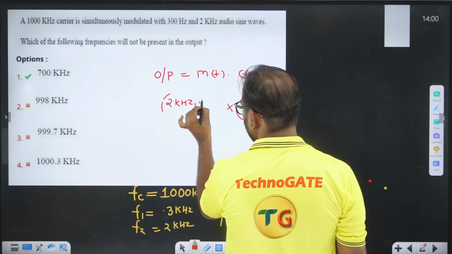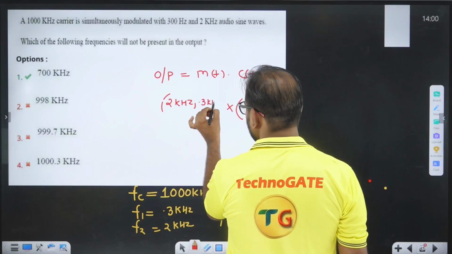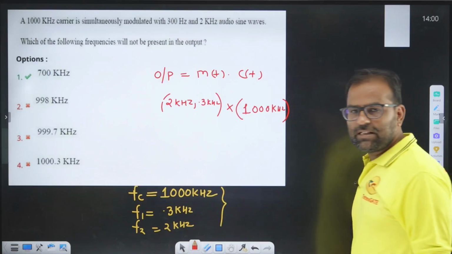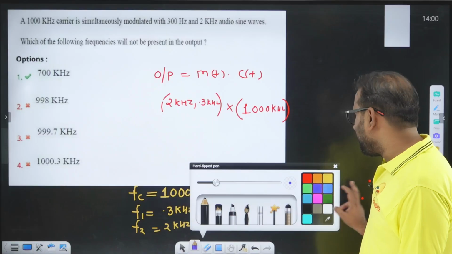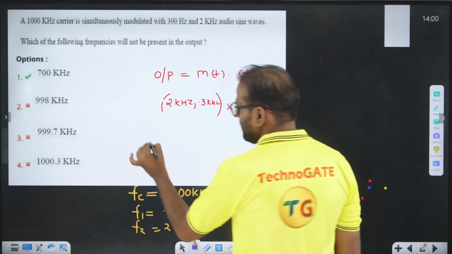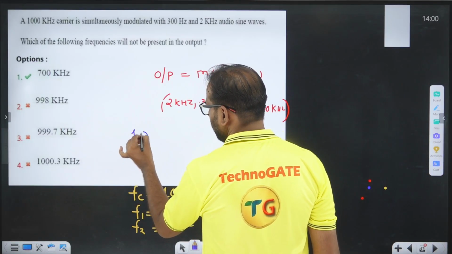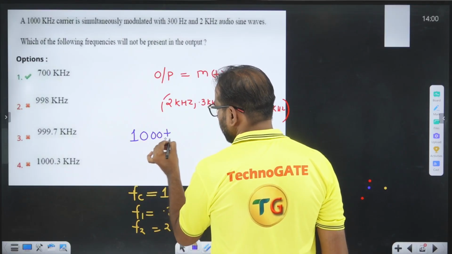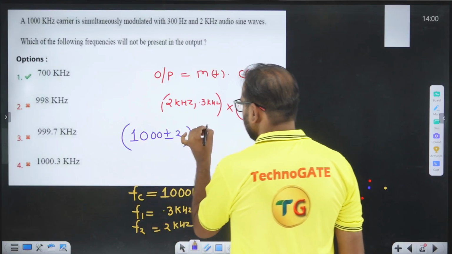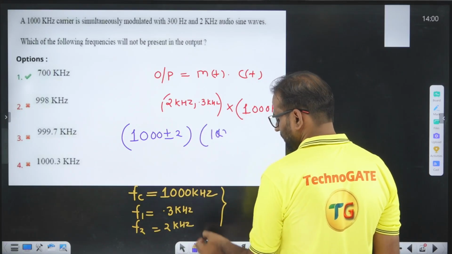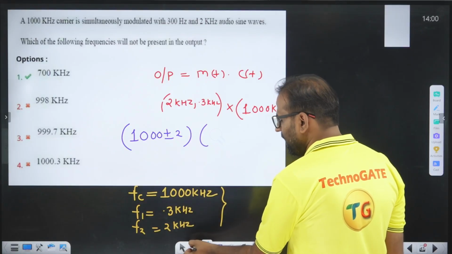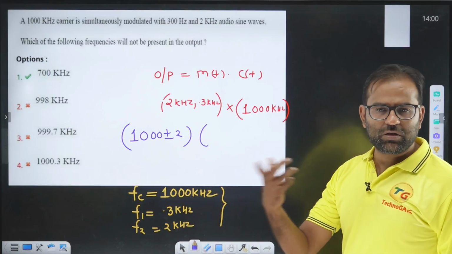And another is 0.3 kilohertz. So when you multiply this signal, how many frequency components are available at output? The frequency components available at output are 1000 plus minus 2, and 1000 plus minus 0.3. Means once you add the component and once you subtract the component.